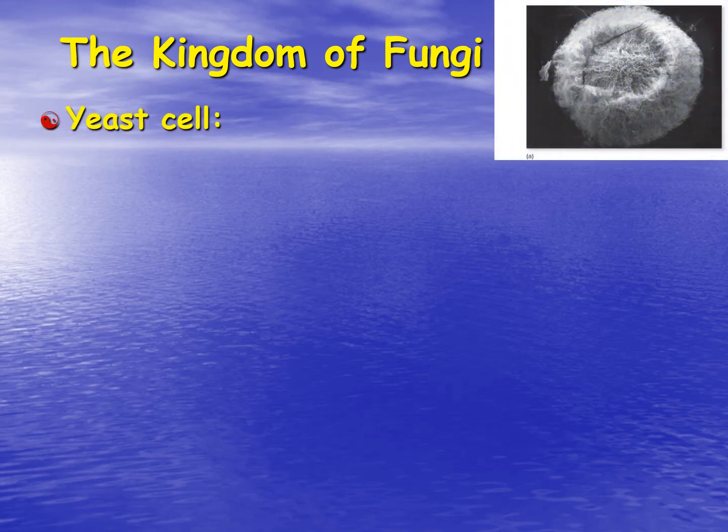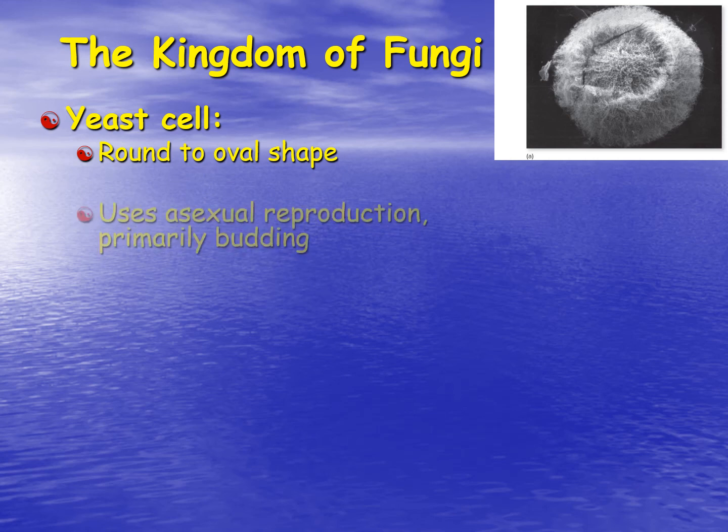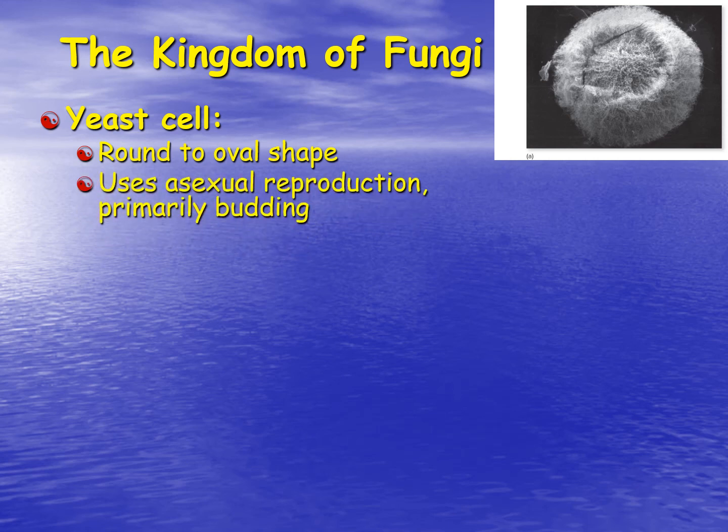The yeast cell is a single cell. It's round to oval in shape. It uses asexual reproduction primarily by the process of budding. It has an unequal cytokinesis.